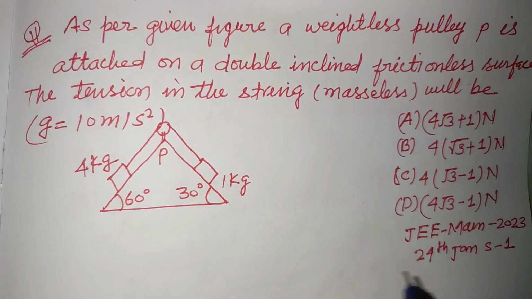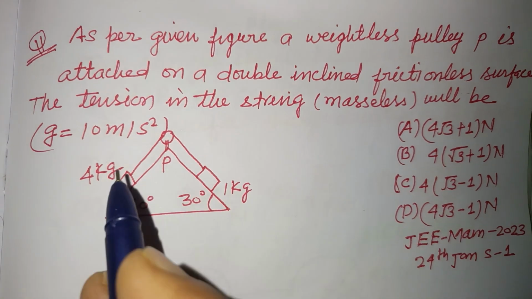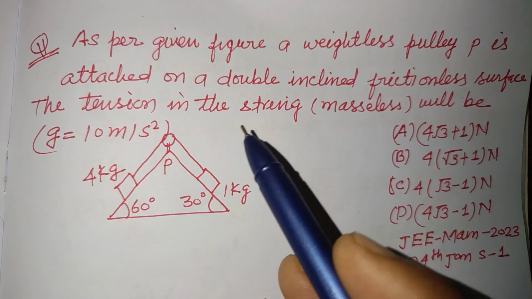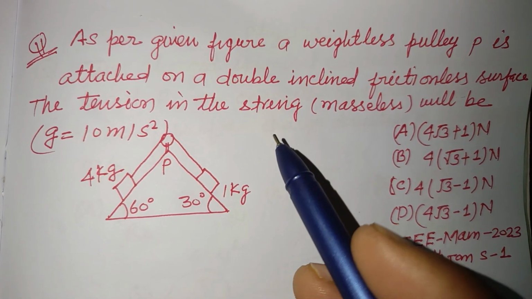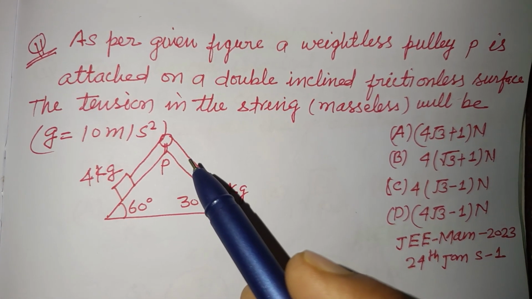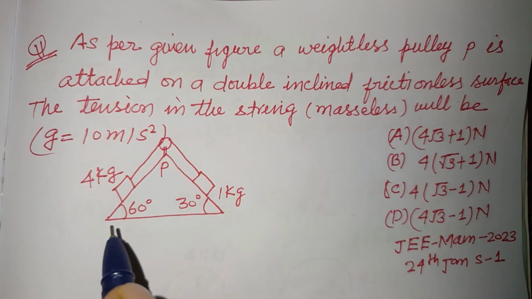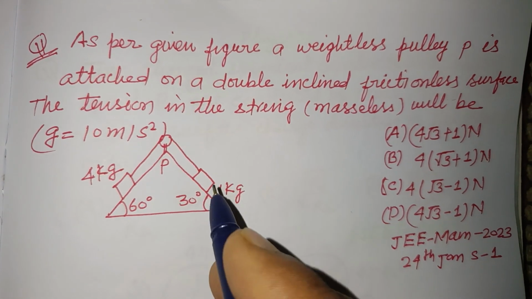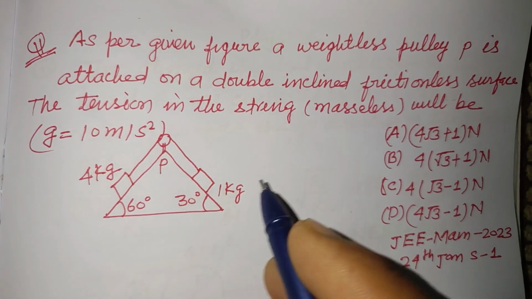This is a question from JEE Main 2023. As per the given figure, a weightless pulley P is attached on a double inclined frictionless surface. The tension in the strings will be, when g is 10 meter per second square. So first we make the free body diagram.